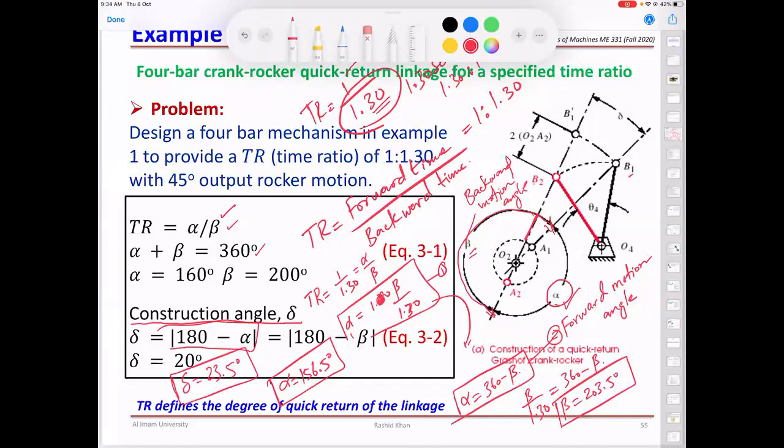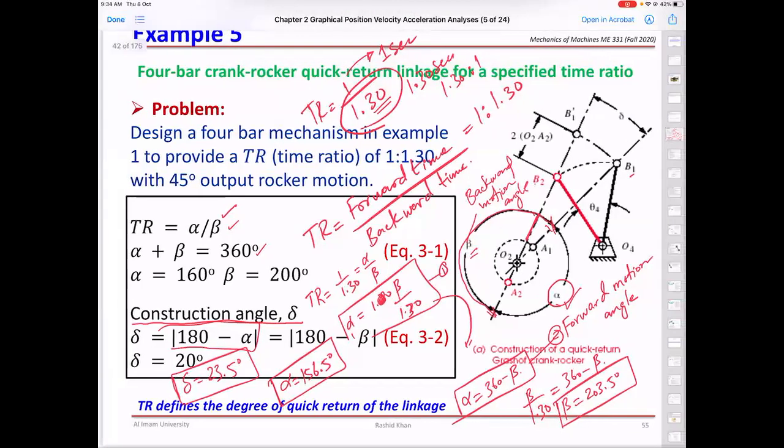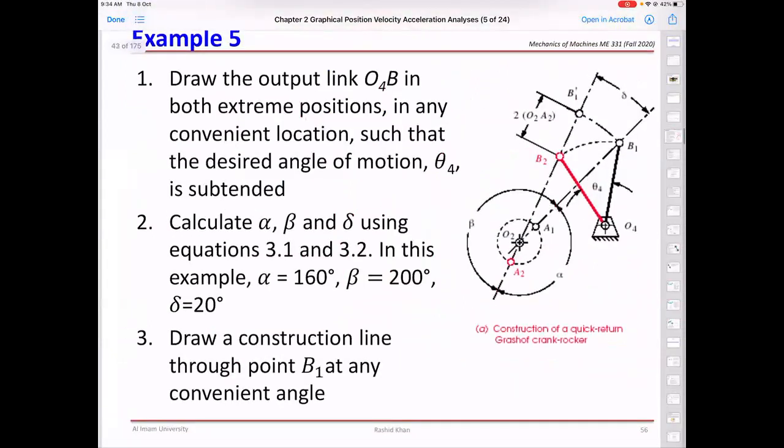So now we have alpha, beta, and delta. So before starting the synthesis of the quick return mechanism, we need to calculate these values based on the time ratio. Okay. Now let's proceed. So now here we need to draw the mechanism. Okay. So let me just read the first step for you, and then we'll move towards our drawing.